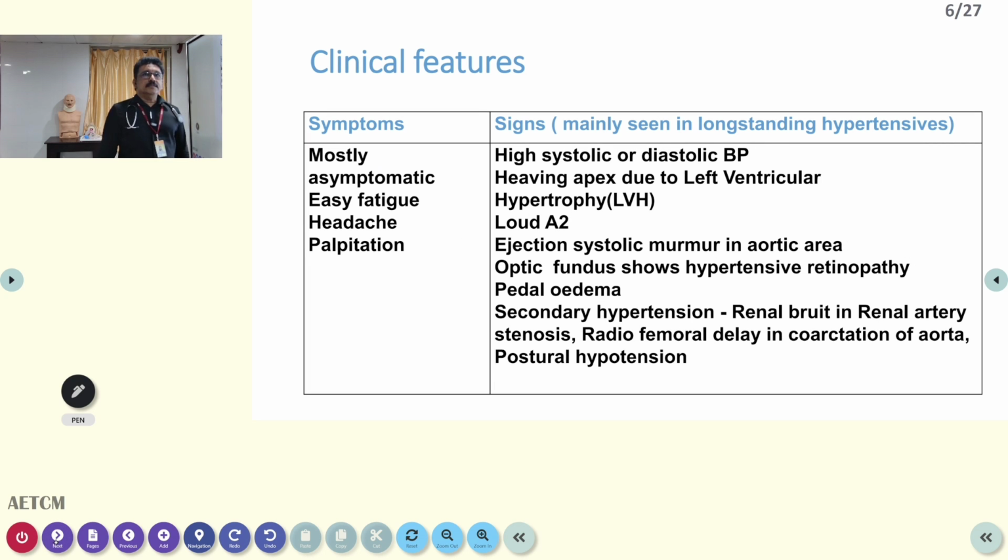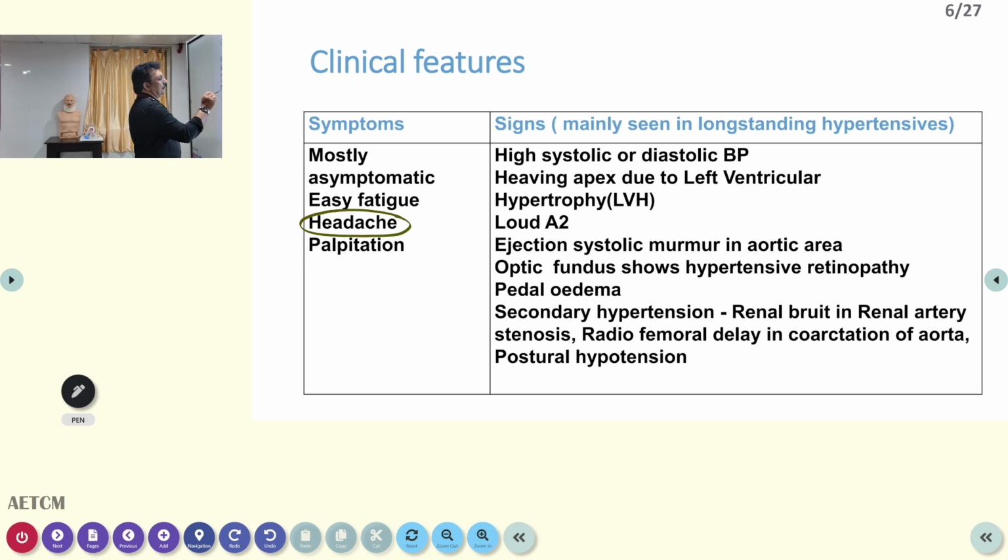Now, clinical features, symptoms and signs are very important. Hypertension is a silent killer. So normally they do not have any clinical finding. Some patients can have headache. Heaviness of the head is seen rather than severe headache.